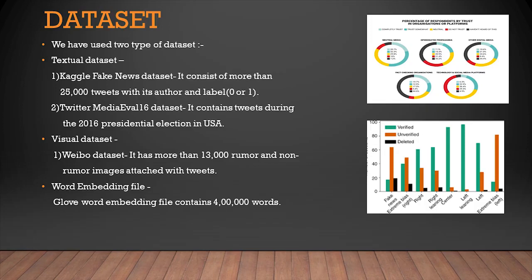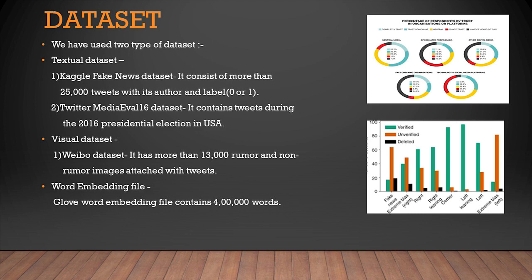The Kaggle dataset contains columns like ID, title, author, text, and label. We have done some data pre-processing and cleaning. We remove all the null values and merge only those columns which are useful for us, in this case text and label. We have done the same for Twitter MediaEval 2016. Then we divided this merged data into a ratio of 60-20-20 for train, test and validation sets.